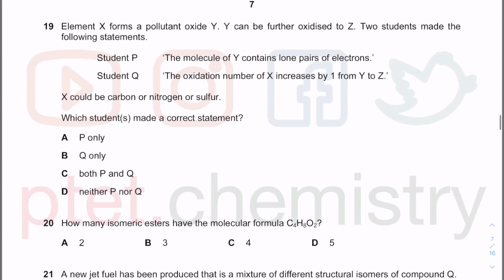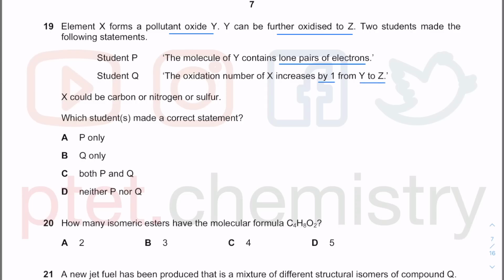Question 19, you have element X, which produces this pollutant oxide. Y can be further oxidized to Z. Two students made the following statements. Student P said the molecule of Y contains lone pair of electrons. And then student Q said the oxidation number of X increases by 1, going from Y to Z.